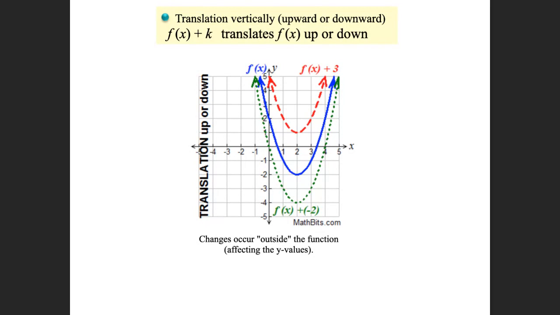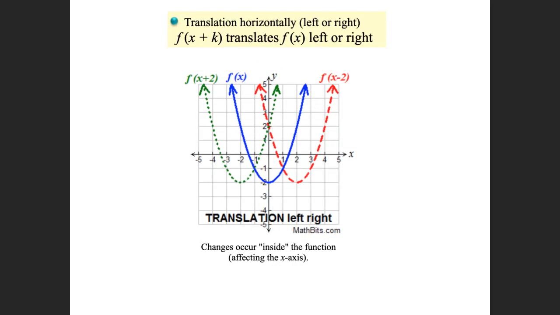Translation, vertical, up or down. If you add a number to f of x, it's going to move the graph up or down. So if you add plus k, it's going to move it up that many units. Okay, if you add the number inside the parentheses, it's going to move it left or right. So if I did x plus 2, it's going to shift it 2 places to the left. If I did x minus 2, it's going to shift the graph to the right. Most kids kind of mess up that one. They shift it the wrong way. You just have to always remember, whatever's inside the parentheses, it's going to move it opposite.